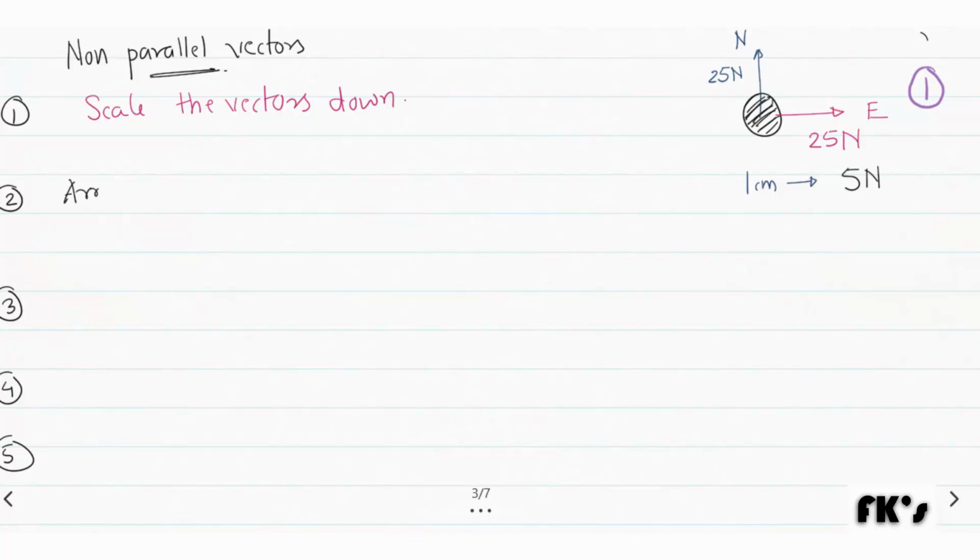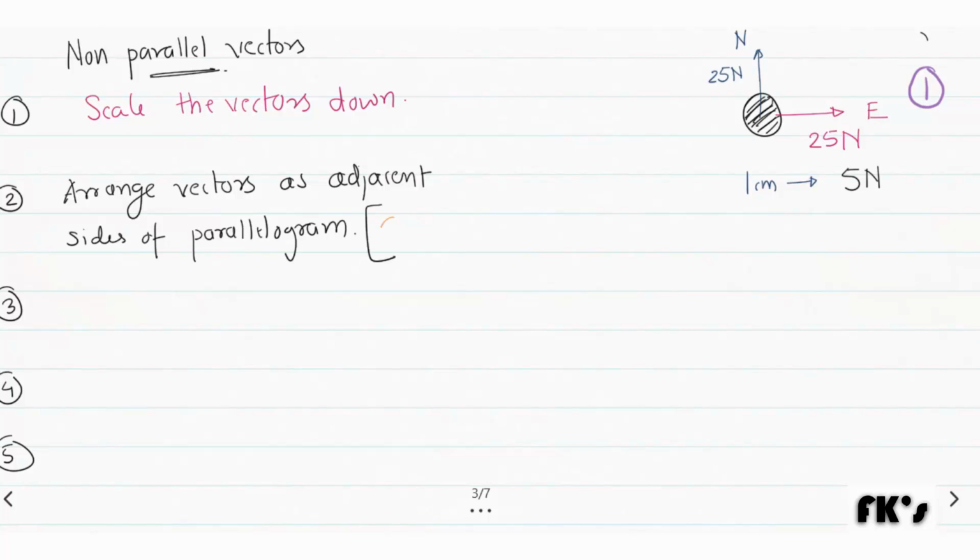Okay, the second step is to arrange vectors at adjacent sides of a parallelogram. When I say parallelogram, sometimes it can be as easy as a cube or maybe a rectangle. So sometimes it can be as easy as that. So if I want to do that in this example, it will look something like this. So that's my 5 centimeter. That corresponds to 25 Newton. Okay, so that's my second step.